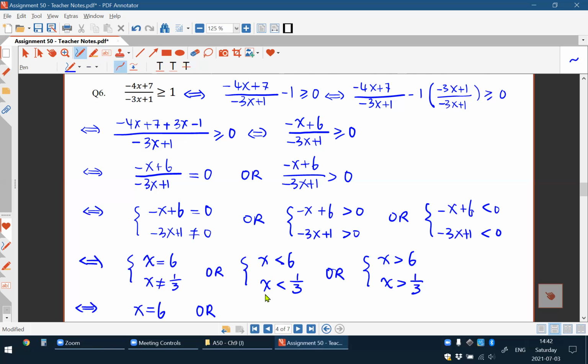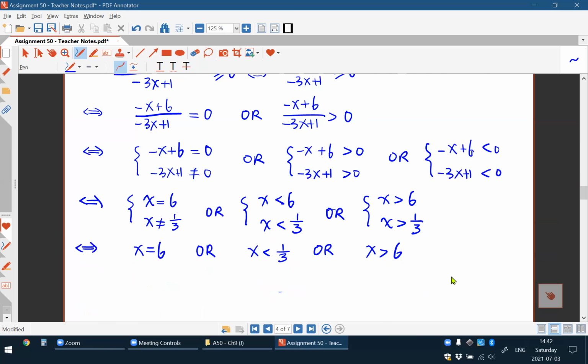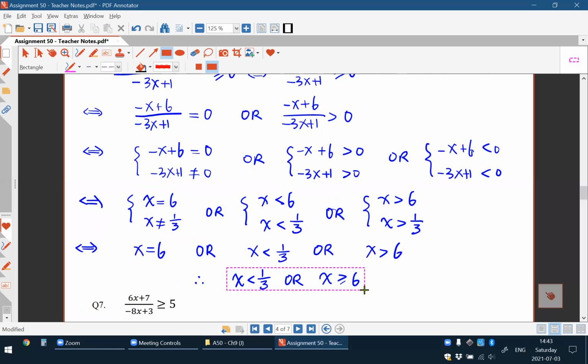The final result of this is x should be smaller than the smaller number, which is 1/3. Or x is greater than the greater number, which is x can be greater than 6, right? And if we consider these 3, the final solution is either x is smaller than 1/3 or x is larger than or equal to 6. Understand? Any questions?